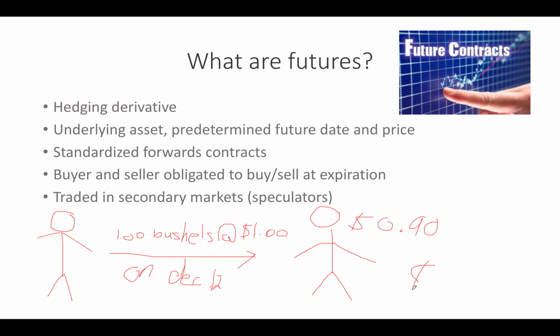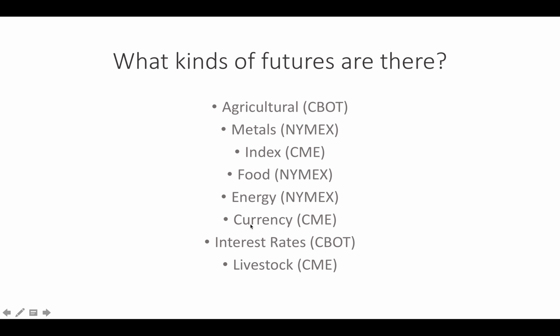Or say the bushels of wheat are valued at $1.10 on December 12th. That means this buyer is actually getting it for a better price because of this futures contract. So what kinds of futures are there?